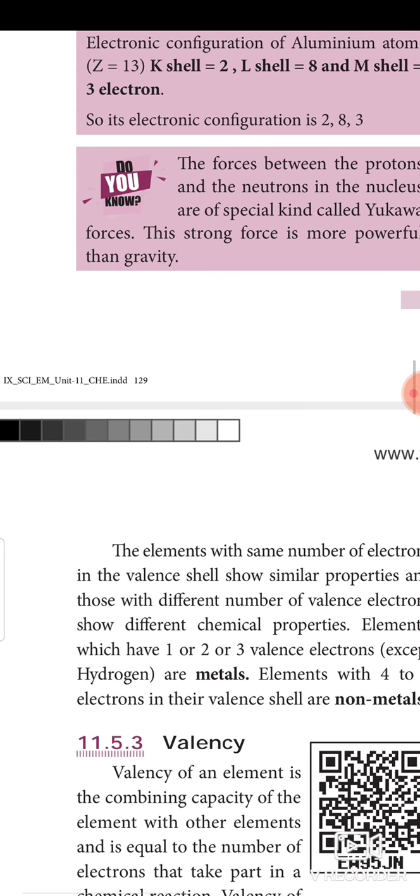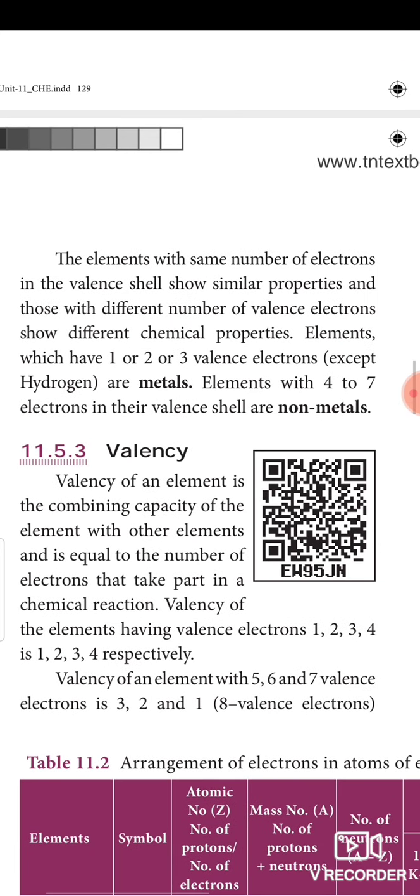So the elements with the same number of electrons in the valence shell show similar properties, and those with different numbers of valence electrons show different chemical properties. So elements which have 1 or 2 or 3 valence electrons, except hydrogen, are metals. Hydrogen is not a metal. So if the outermost orbit has 1, 2, or 3 electrons, those are valence electrons, and they come under the category of metals. If the elements have 4 to 7 electrons in the outermost shell, then they will be classified as non-metals.